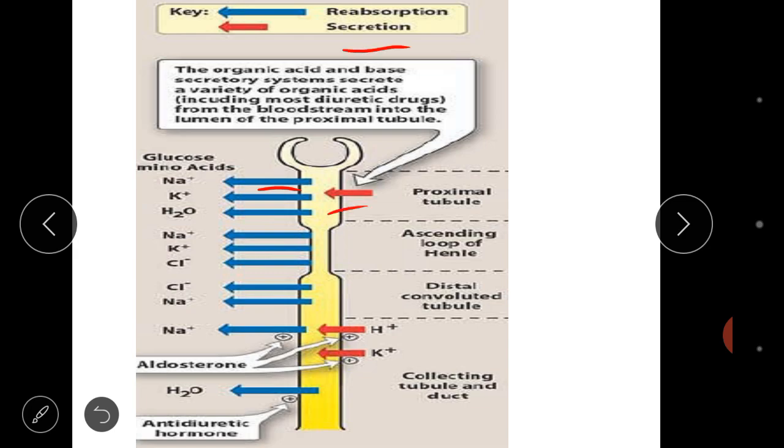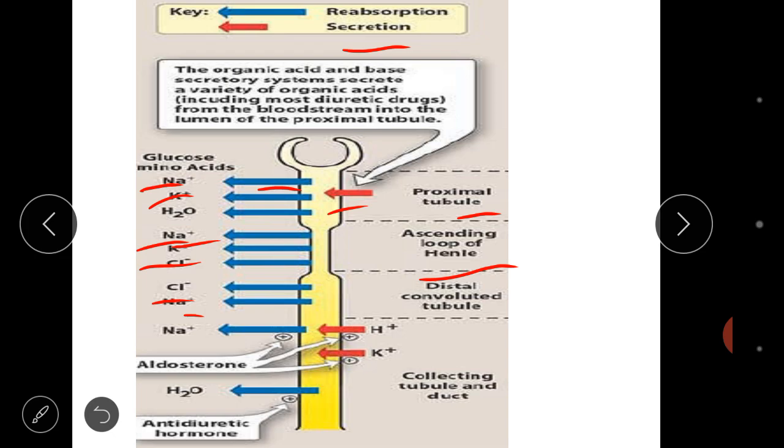Coming to the proximal convoluted tubule, here they are not shown bicarbonate. Bicarbonate will also get reabsorbed. Sodium, potassium and bicarbonate, these three ions will get reabsorbed. Coming to the ascending loop of Henle, we have reabsorption of sodium, potassium and chloride. And in the distal convoluted tubule, we have reabsorption of chloride and sodium.